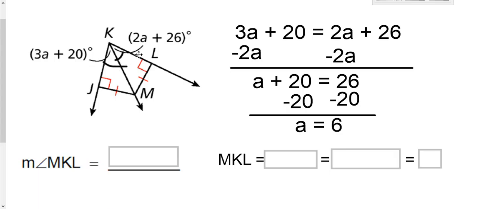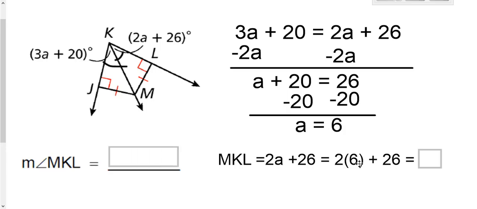Then they wanted the measure of MKL, which is this piece. Sometimes they want the whole thing, so you just take one piece, and they're equal, and double it. But here they wanted the one little half over here, which is 2a plus 26. So a is 6, we'll substitute it in there, so we'll have 2 times 6 plus 26, which is 38. So both these angles should be 38, and if you want the whole thing, you add them up, 38 and 38, or times 2, and you get 76 there.